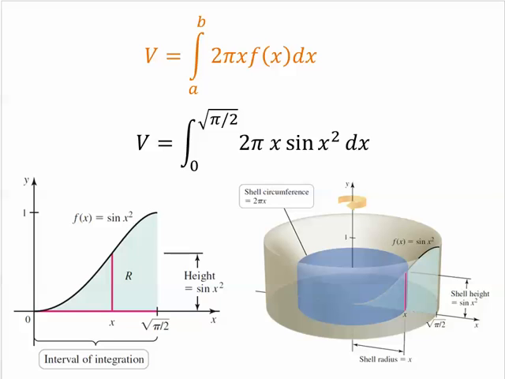Well, we have 2 pi x. That's a given. Your function is sine of x squared. And then your interval of integration is x running from 0 to square root of pi over 2.